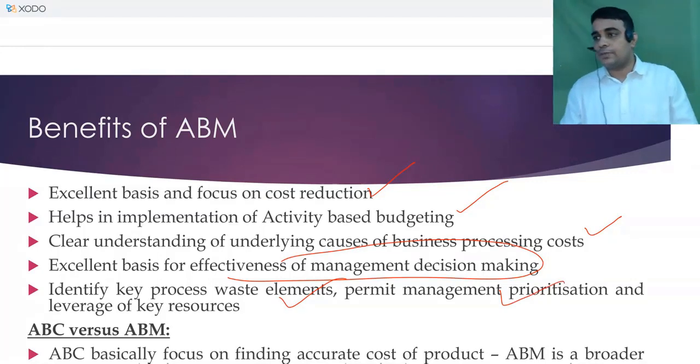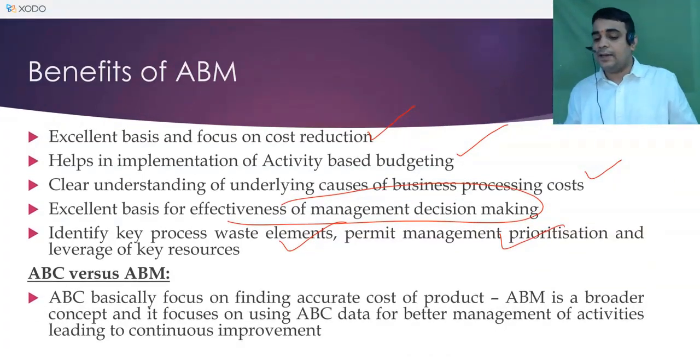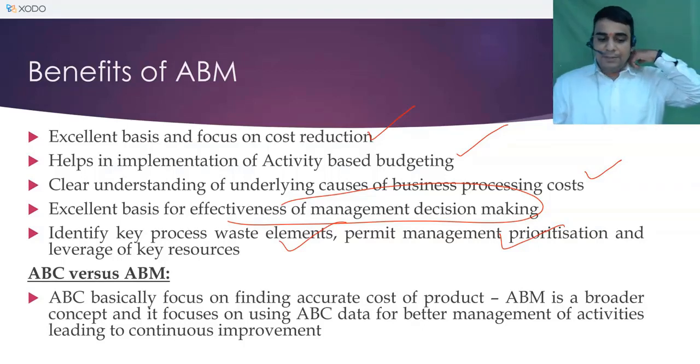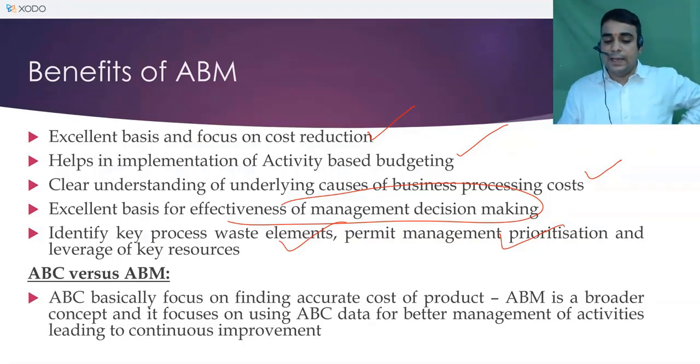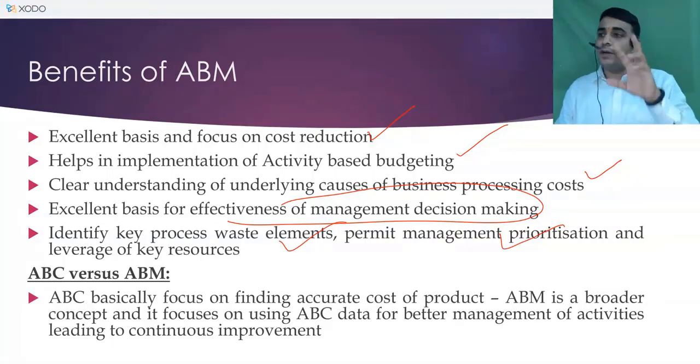And finally, I talked about something called ABC versus ABM. Again, ABM is a broader concept. ABC is a subset of ABM. ABC basically focuses on finding the accurate cost of a product. ABM is a broader concept and focuses on using the ABC data for better management of activity, leading to continuous improvement. At an ABM level also, we have two types of ABM.